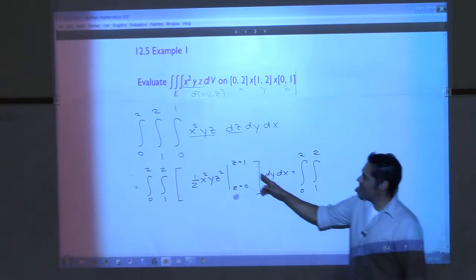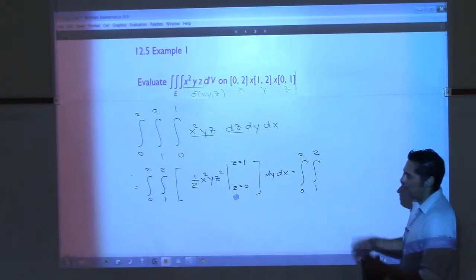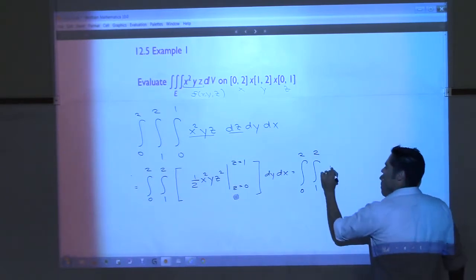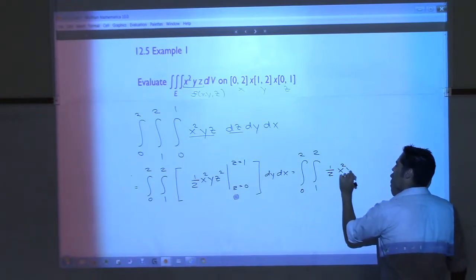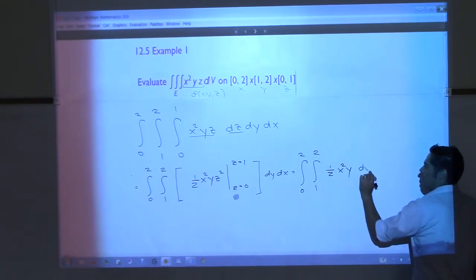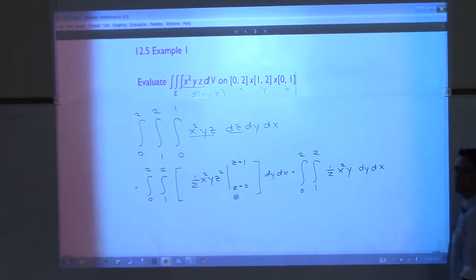z is 1, goes in here, and when I plug that in, I get something, right? When I plug in 0, it goes away. So all I really have is 1/2 x squared y, right? That's what I get when I plug in z as 1. Then dy dx. And what's next? Integrate with respect to y.